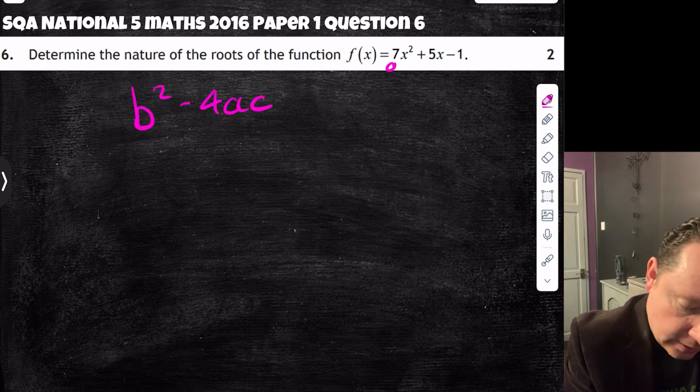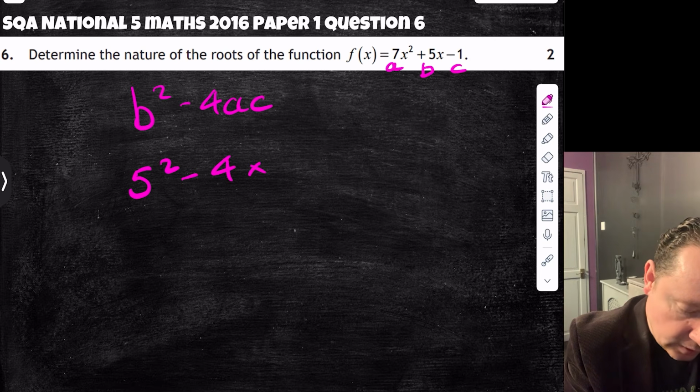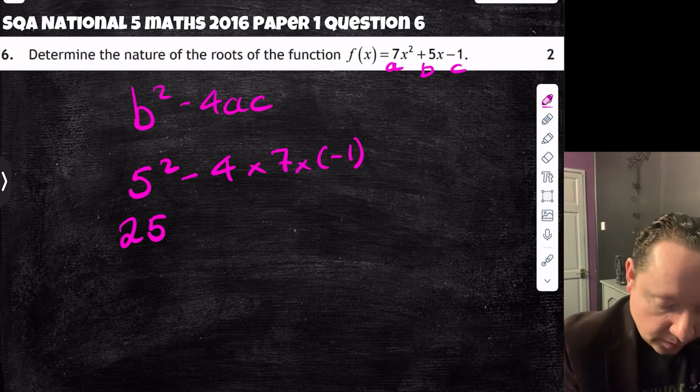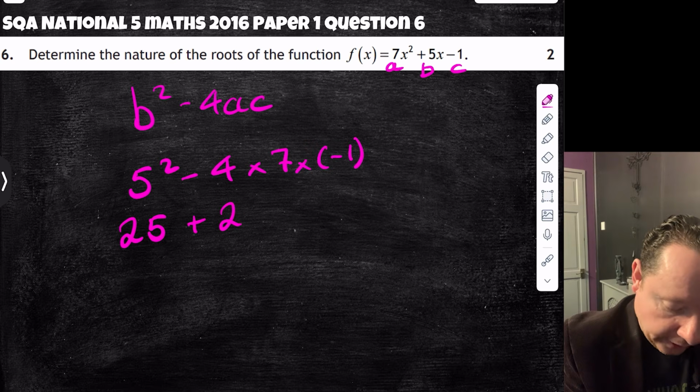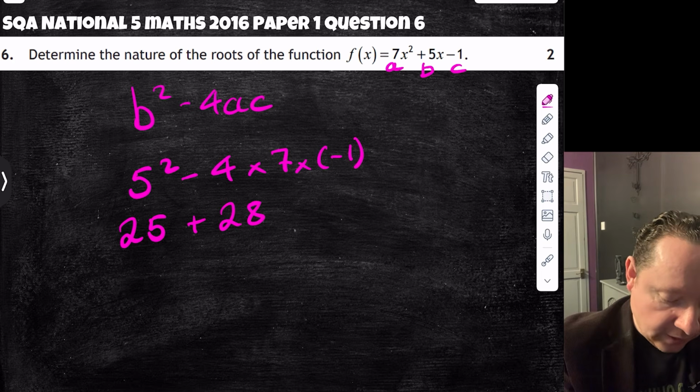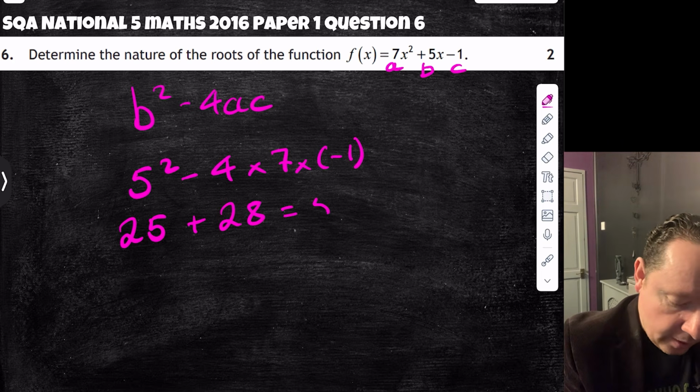So a is 7, b is 5, and c is minus 1. So substituting that in, we get 5 squared minus 4 times 7 times minus 1. That gives me 25. 4 sevens is 28, but a minus times a minus is a plus, so it's plus 28. Be careful of that. Now I need to do 25 plus 28. Well, that is 53. And then we need a statement.